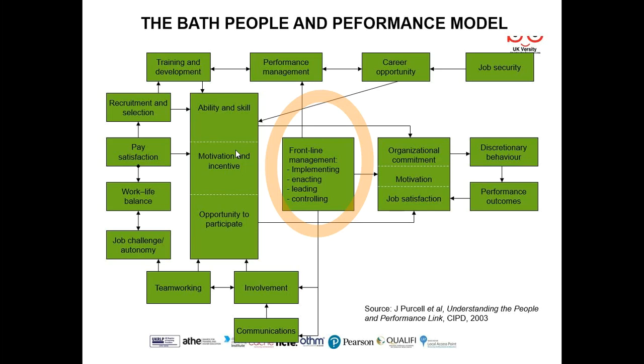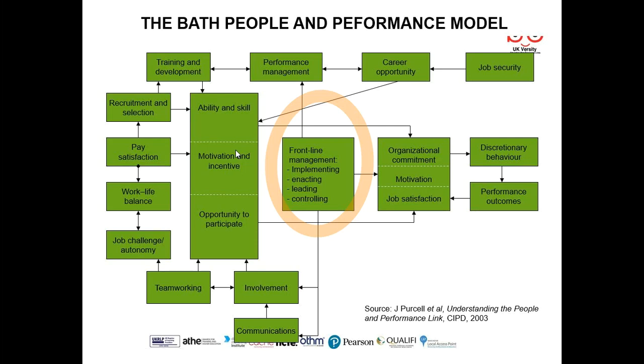So part of this model shows that a lot of what the HR department should be doing is to support and train these line managers to deliver the actual people management, because the actual people management will be done by them. The implementation, the leading, the controlling, the enacting, the performance management will be done by the line managers. So a big focus of this model is on what the HR department does to line managers, not directly to employees. And that will then translate eventually into higher motivation levels, job satisfaction levels, higher organizational commitment.